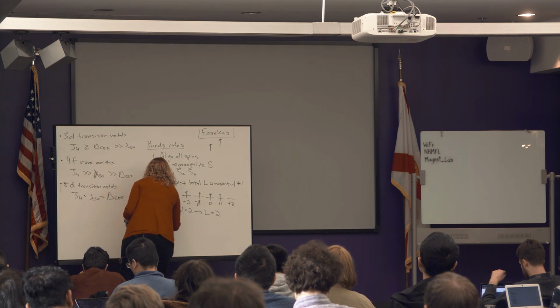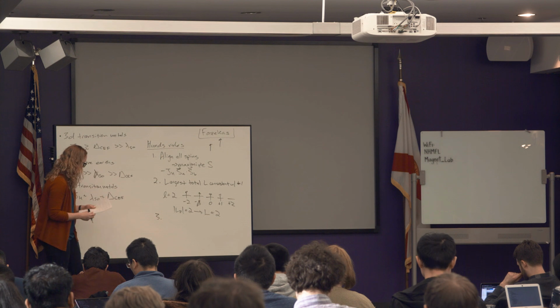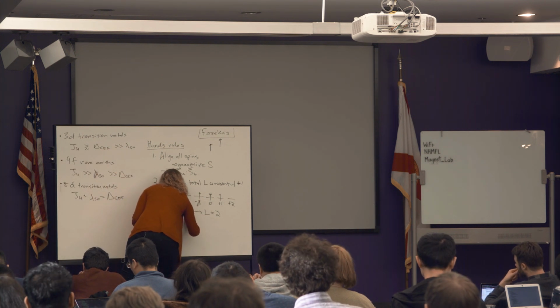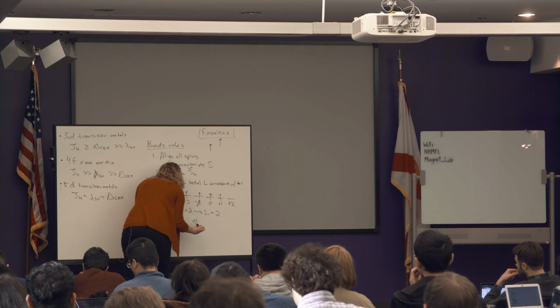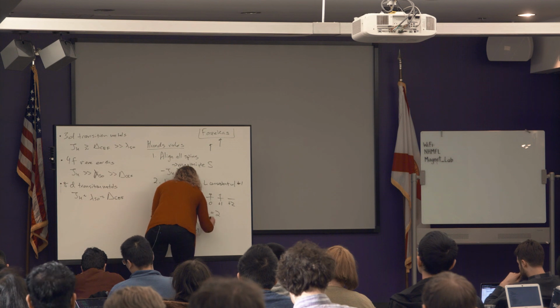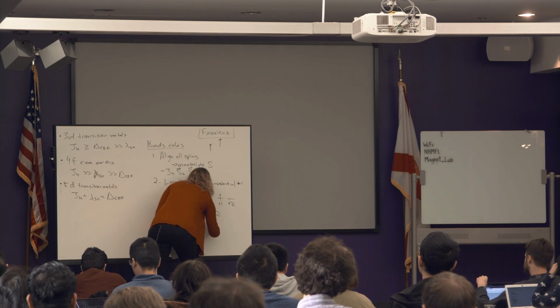And then the third Hund's rule is really this spin-orbit coupling, which tells you that J is either L minus S or L plus S for less than half filling.